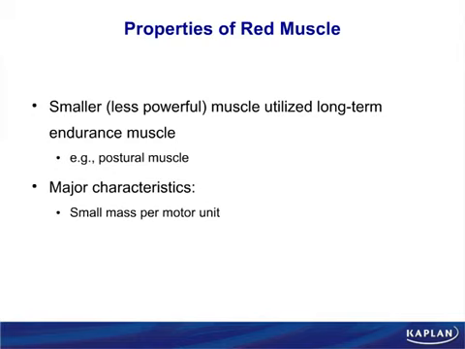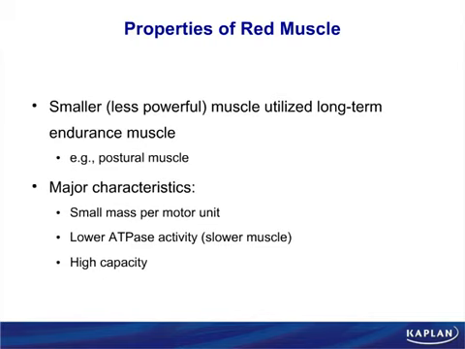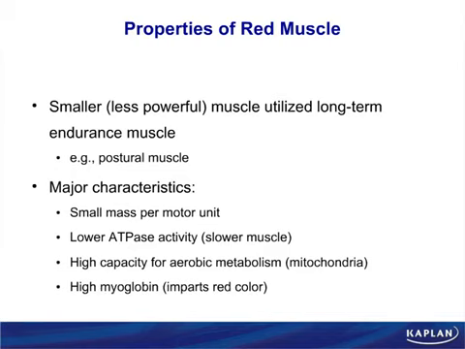Red muscle, on the other hand, again, the A, or the green line on our force velocity curve, these are less powerful, and these are used long term. These are endurance muscles, like the postural muscles of the back. They have a small mass per motor unit. They have a low ATPase activity, so they are slow. They have a lot of mitochondria compared to the white muscle, so they're really adapted for aerobic metabolism, and they have a lot of myoglobin. That's why it's called red muscle, because of the appearance of myoglobin.